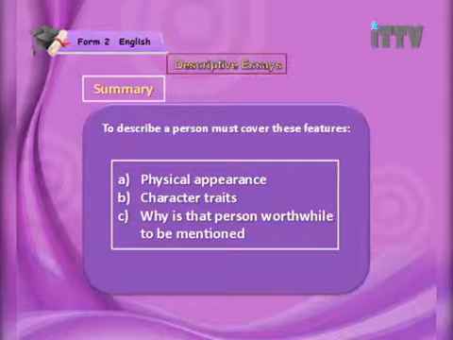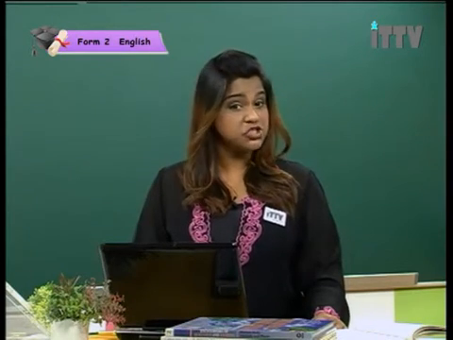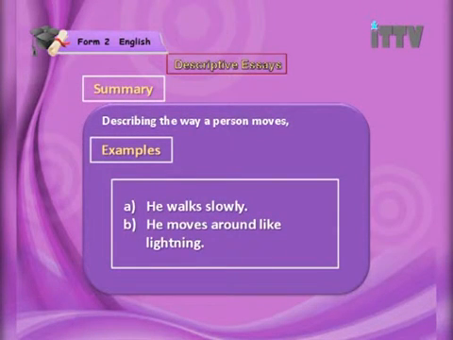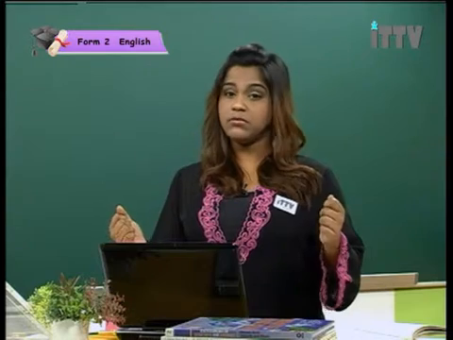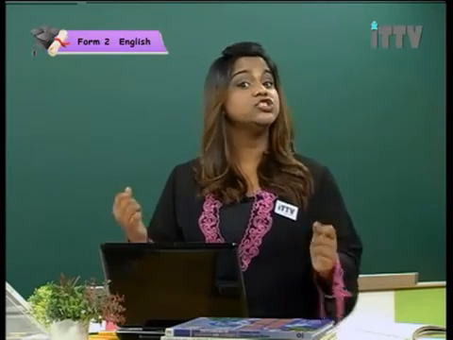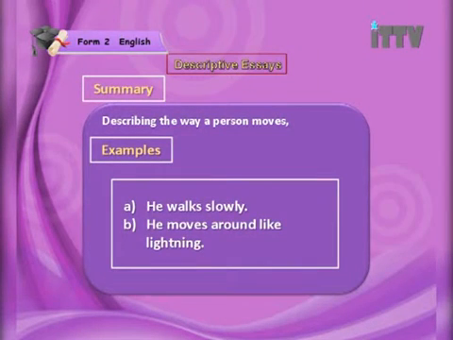Now, next comes, why is this person worthwhile to be mentioned? I'm sure your father has done many things for you over the years, and I'm sure you have a lot to write about. Let's move on. Now, describing the way a person moves. Now, your father could be an energetic person, or he could walk slowly. He could be an athlete and go jogging every day. Or you could also say, he moves around like lightning.